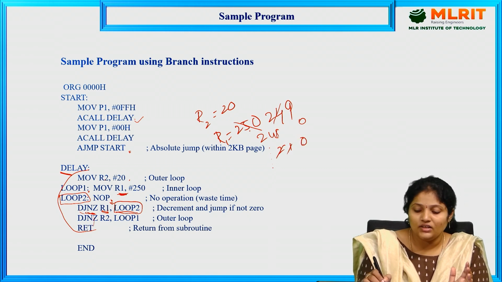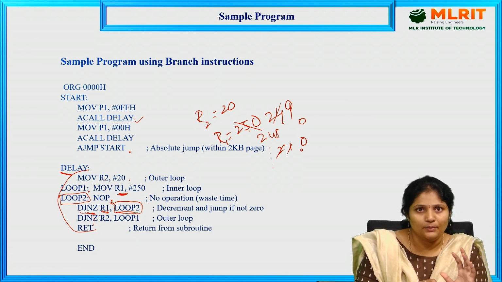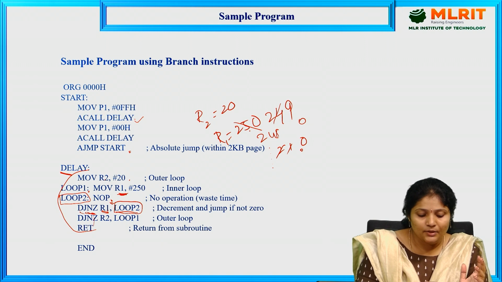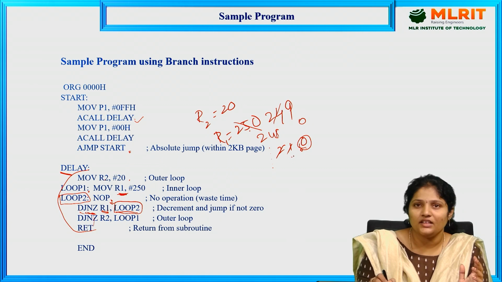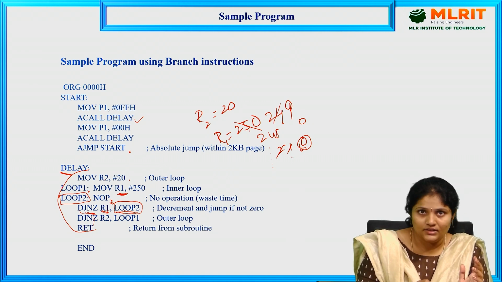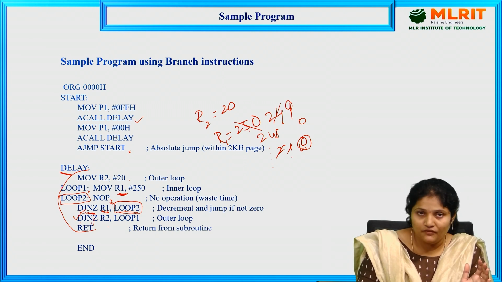If R1 has 0, then here what I have written is decrement and jump if not 0. So after 1 it will be decremented to 0. Jump if not 0, but here R1 is 0, so the loop will not execute. Now the next instruction will get executed. Here also I have given decrement and jump if not 0 for the register R2.